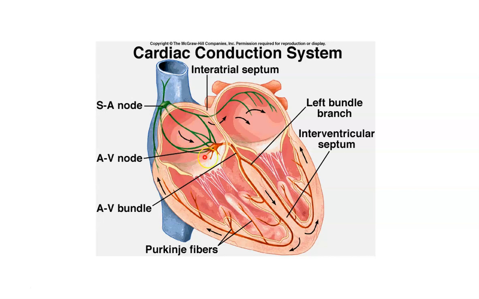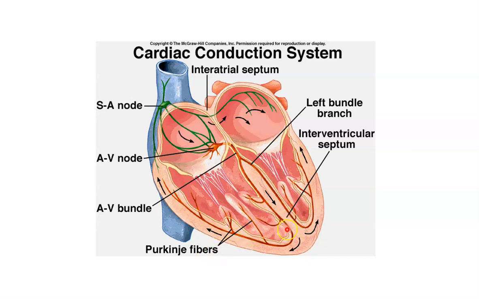That electrical signal then is going to come to what's called the AV node, and that's going to start the signal down the ventricles. So we go from the AV node down to what is called the AV bundle. And that bundle is then going to branch into what is called the left bundle branch and the right bundle branch. And what this will do is send the signal down the heart muscle, and then it will send it back up the ventricles through what are called Purkinje fibers.